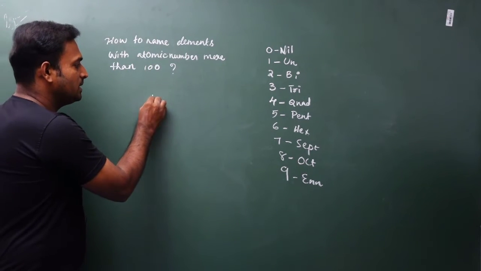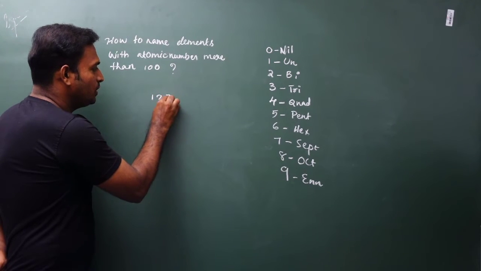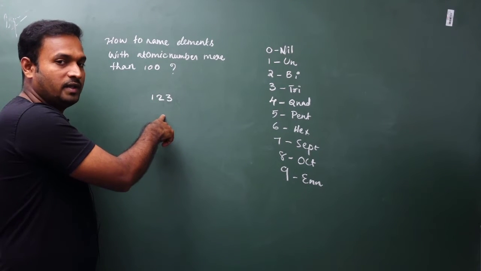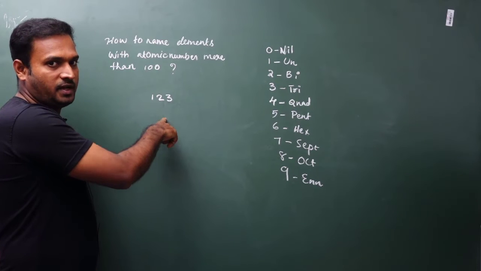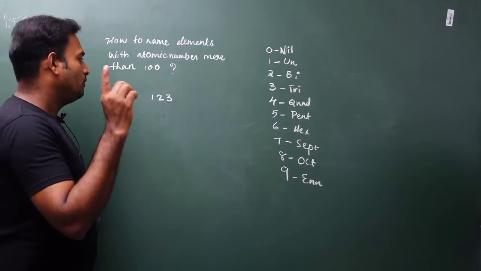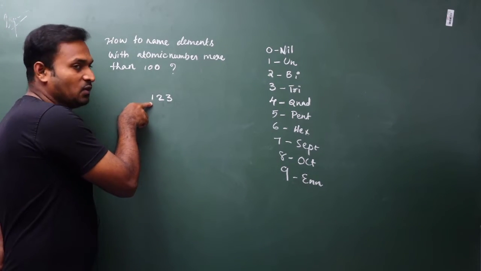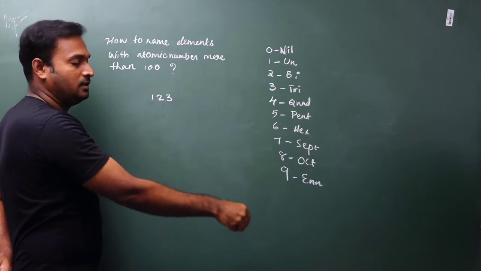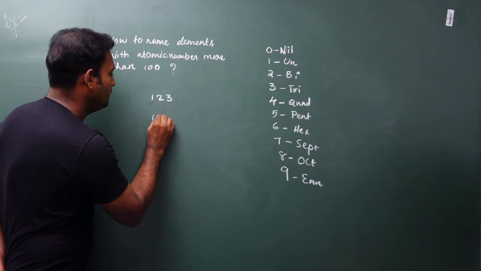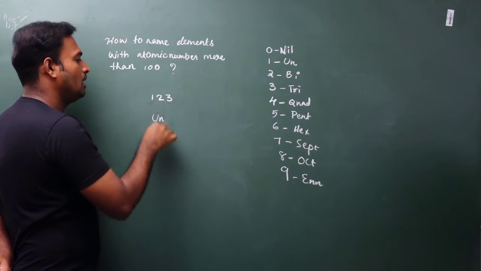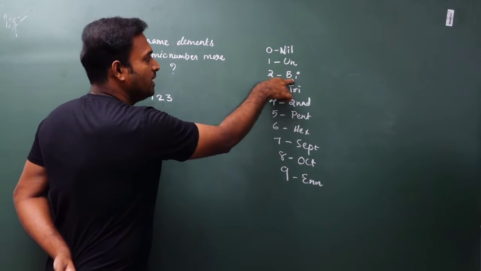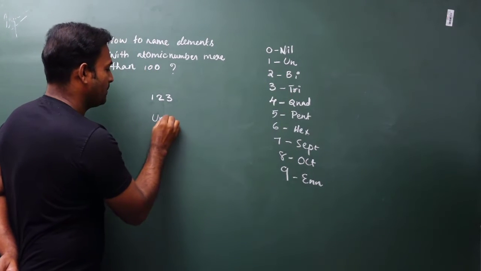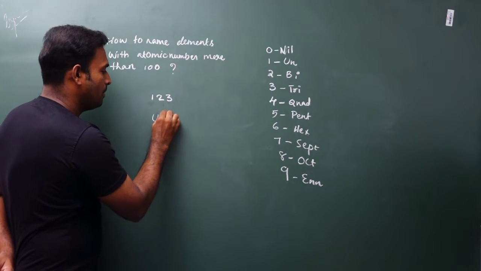The first question is 1, 2, 3. It's an element with atomic number 123. The first digit is 1. For 1, the word used is un. For 2, we can use the term bi. So un, bi.